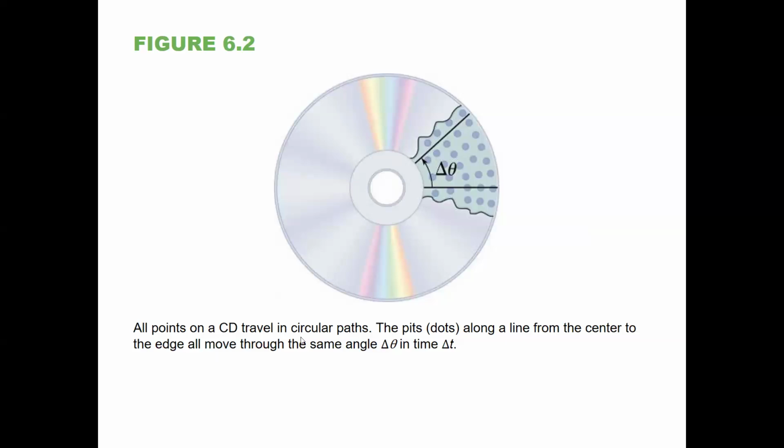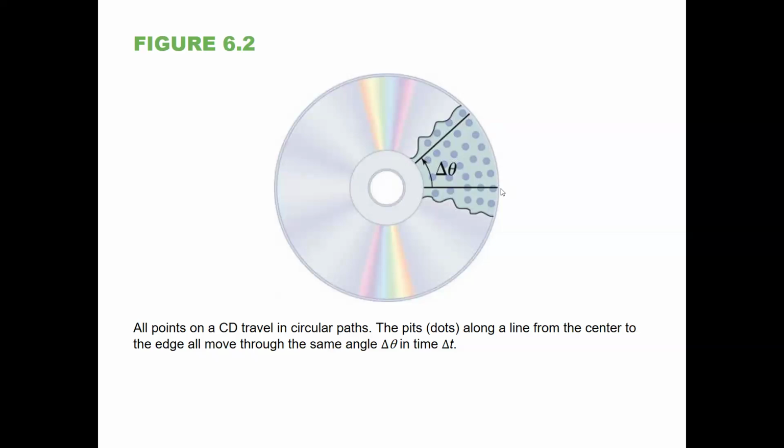So all points on a CD travel in a circular path. They all move around a path. So these dots, these pits, along a line from the center to the edge, all move through the same angle. Where we start and where we end, we have two quantities: this angle here, and this arc length. So we covered this distance here, if the disc starts rotating from this position, then stops here.